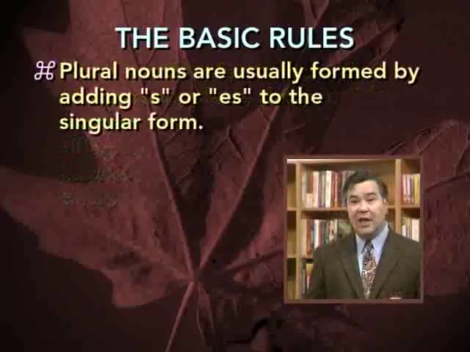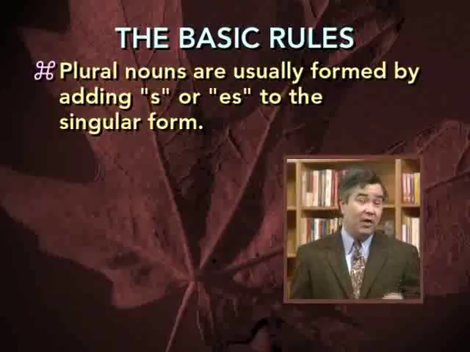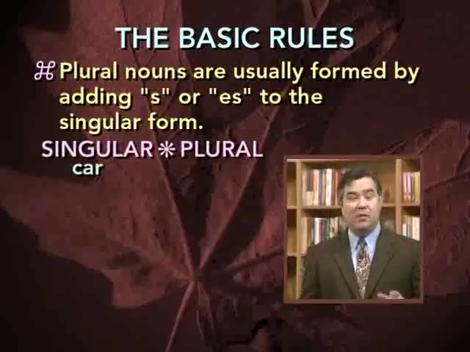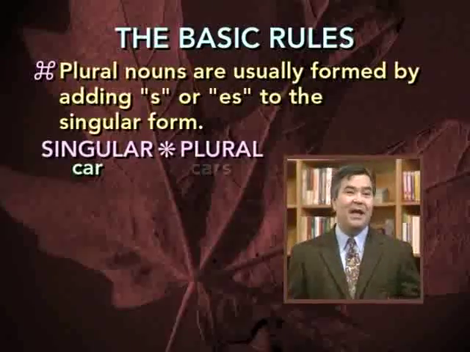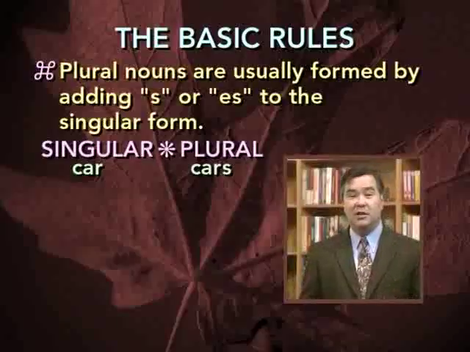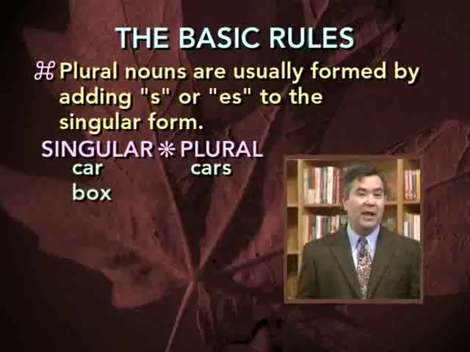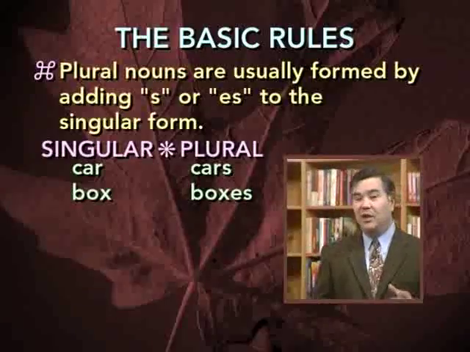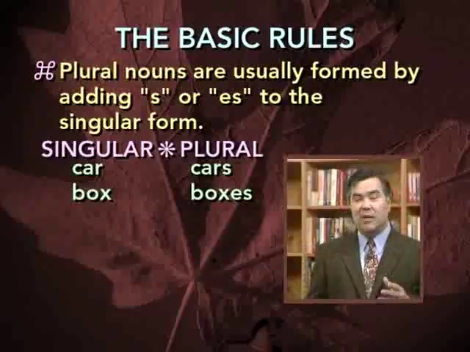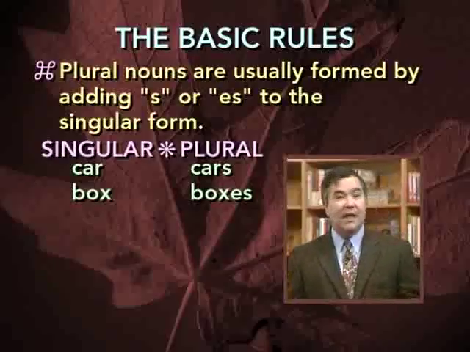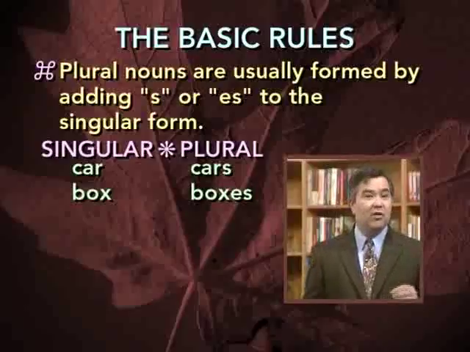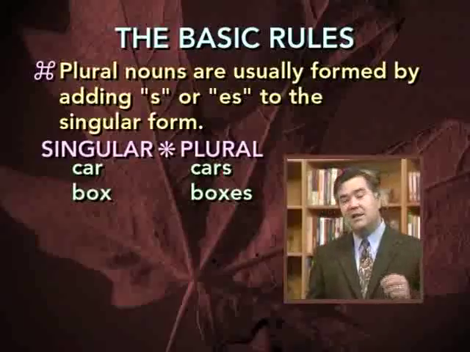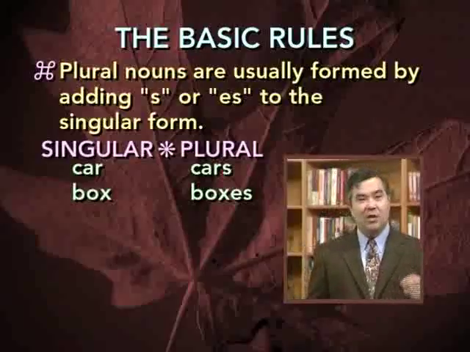Now, in English, plural nouns are usually formed by adding the letter S or ES to the singular form. So, for example, the word car, which is singular, becomes plural simply by adding the letter S at the end, cars. The word box becomes plural by adding ES at the end, boxes. Perhaps you can see that simply adding the letter S at the end would create a word that's rather awkward looking and difficult to pronounce, and that's why words that end in X are generally made plural by adding ES rather than simply S.